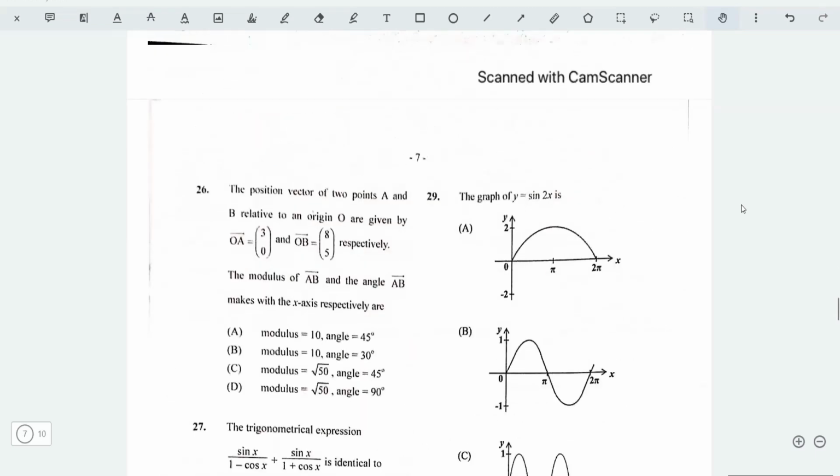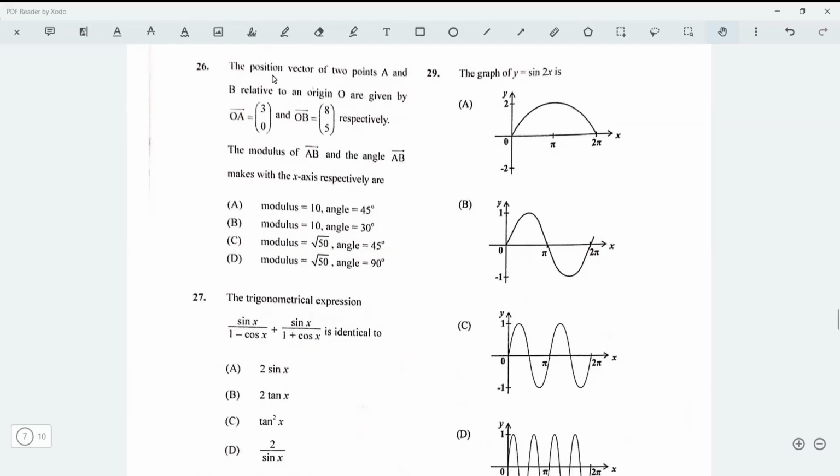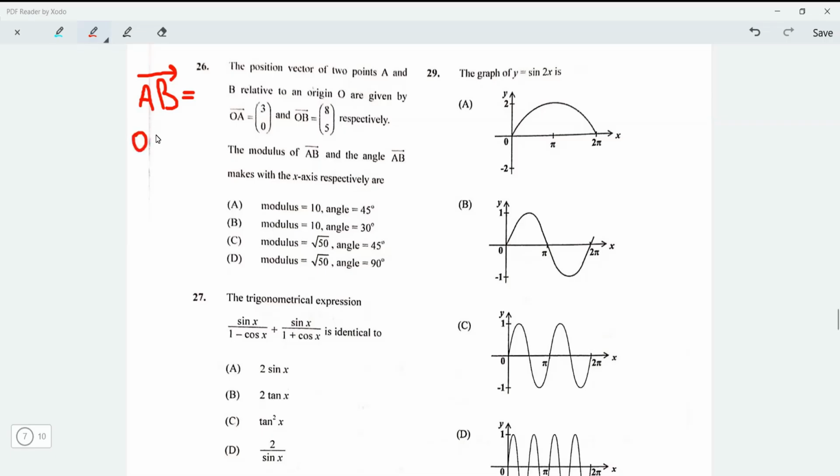All right, now question 26. Position vectors of 2 points A and B relative to the origin are given by OA and OB respectively. Find the modulus of AB. First thing we need to find is vector AB. So vector AB is going to be OB minus OA. That's the first thing.